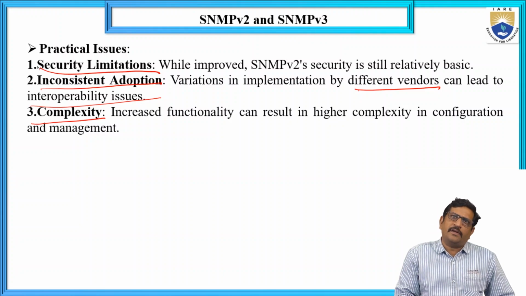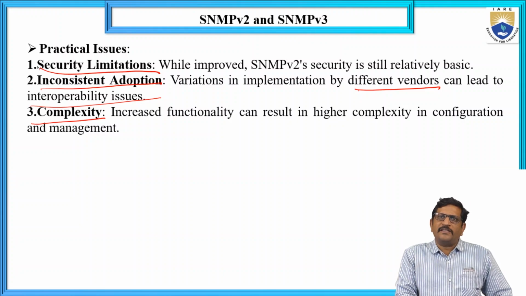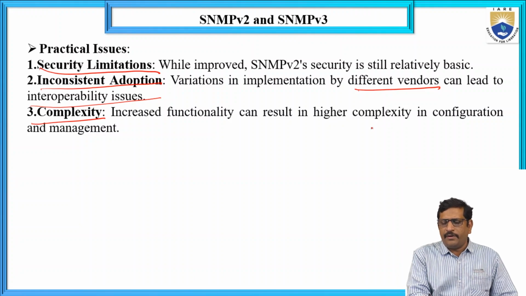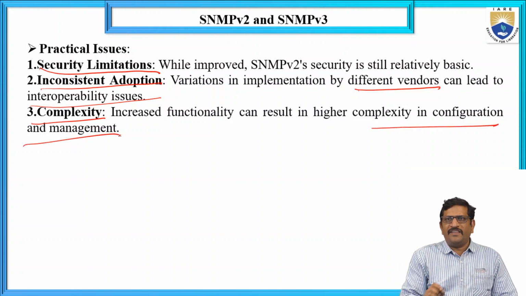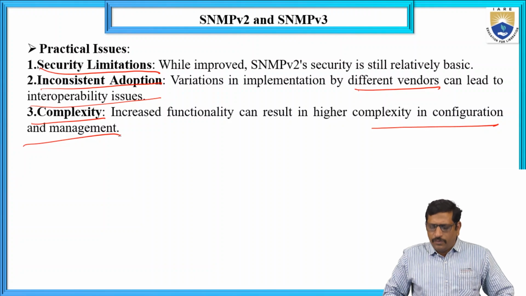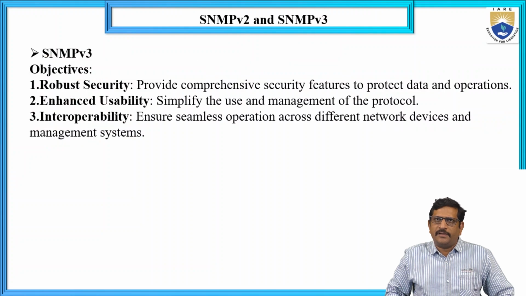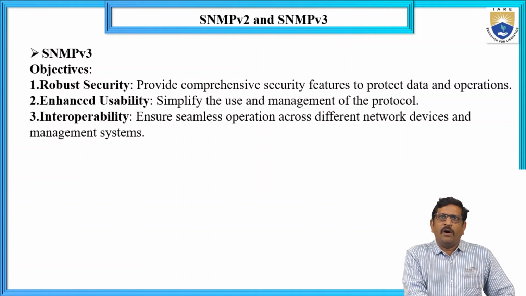Complexity. The complexity means that increased functionality can result in higher complexity in configuration and management. In terms of configuration and management, increased functionality affects the result. Here is SNMPv3. SNMPv3, that means objectives.